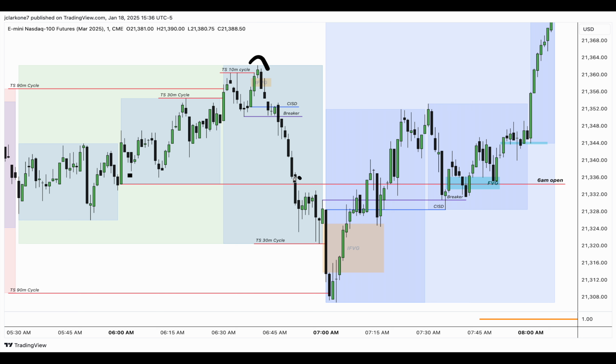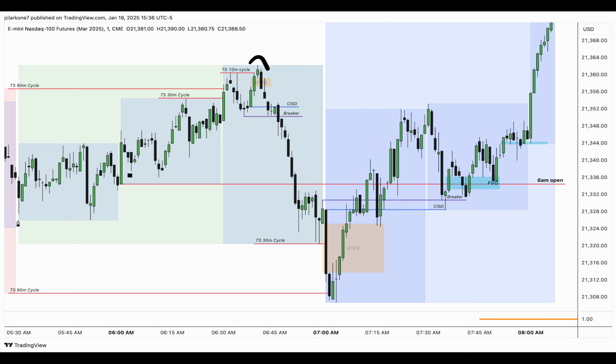And my first target is going to be the 6 a.m. open. That's going to be the first target, because even if I'm wrong, even if this is not the top wick, this is still a market maker model here. Okay, under these lows, that's a market maker model. Back to the 6 a.m. open, you can take profit right there.